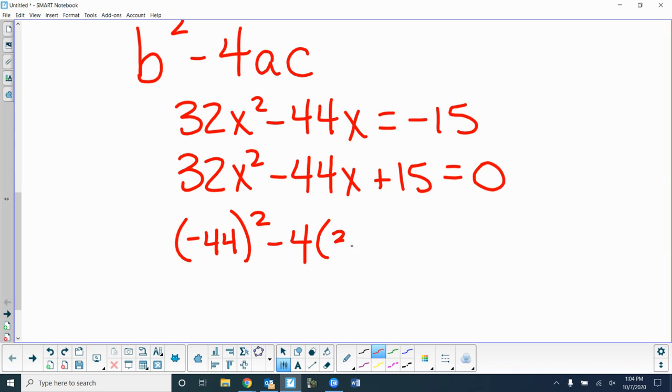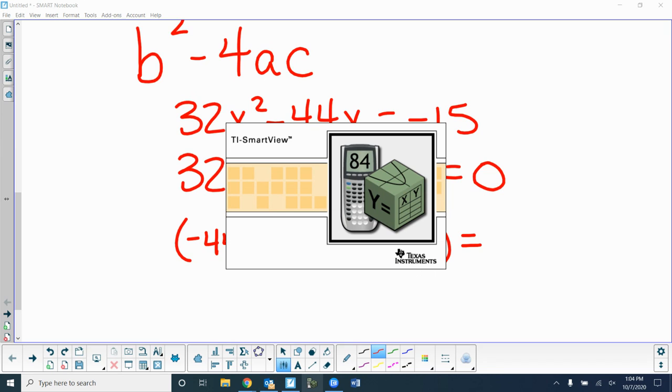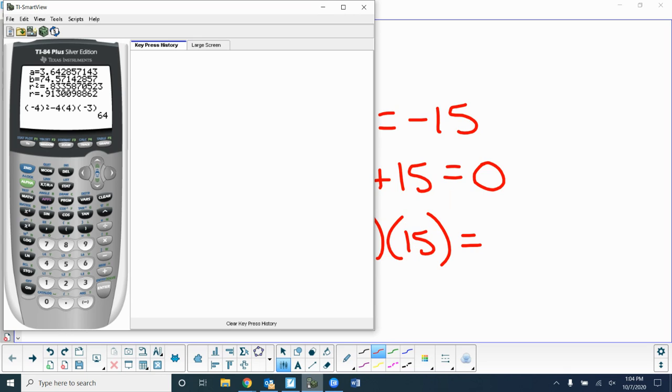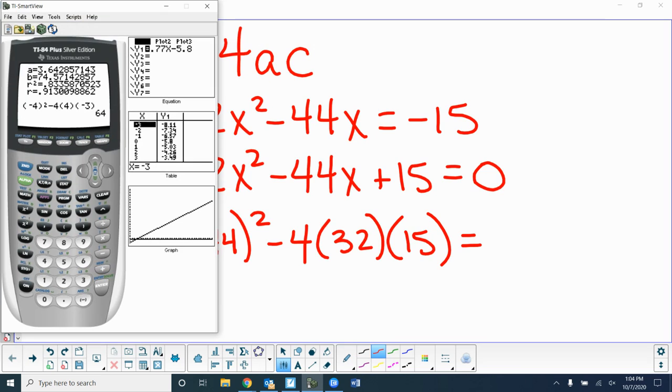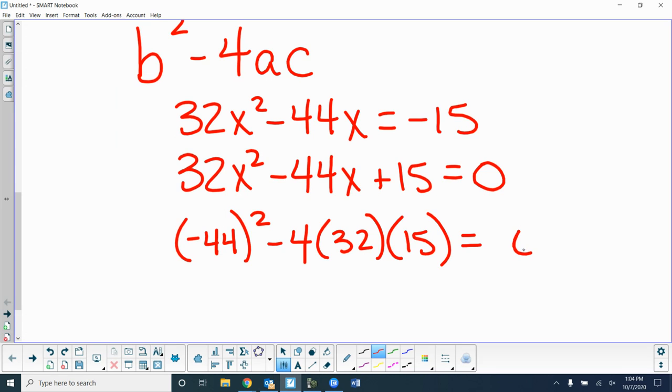Minus 4 times A times C. So you just put that in your calculator and see if it's positive or negative. Let's get rid of that. Okay, so I can see that's a negative 44 squared, minus 4 times 32 times 15. Got 16. So that's a positive number.